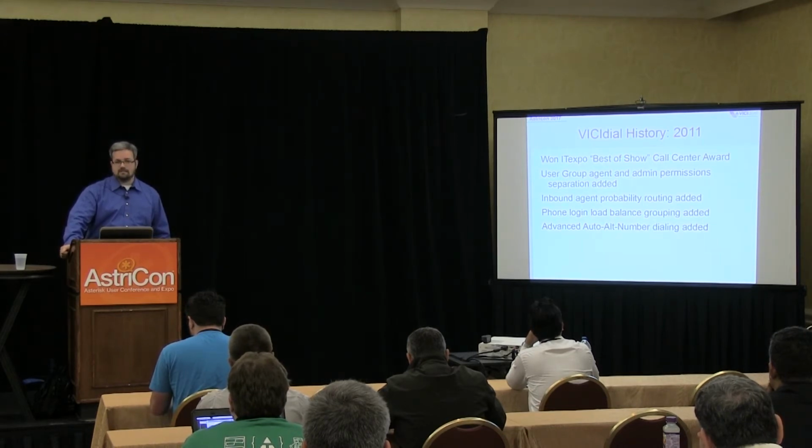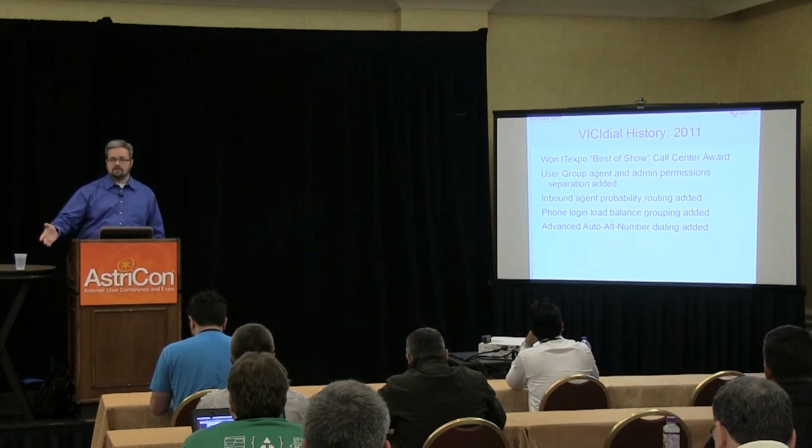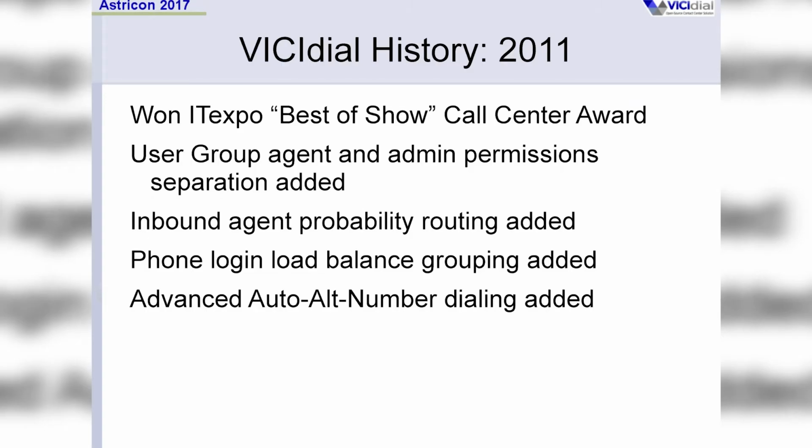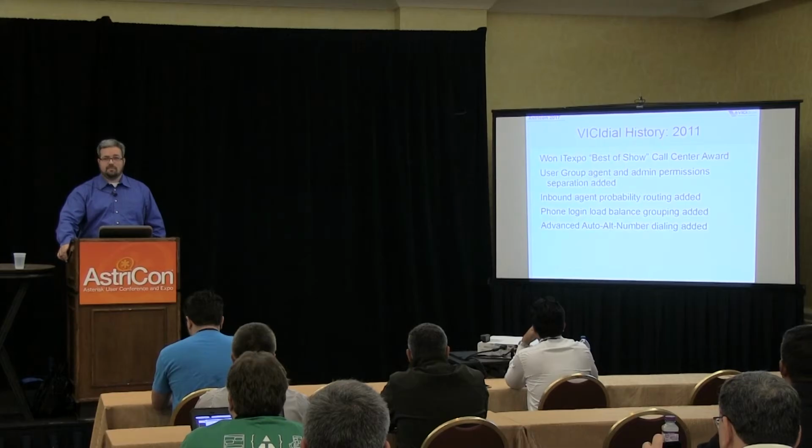It has a lot of the facets of tenanting, where you can have certain groups not have any knowledge of the other groups or their campaigns or lists or in-groups or anything like that. So it lets you separate different groups and actually families of groups as well. Inbound agent probability routing, that one was fun. That allows us to route calls to agents based on a probability engine, with some agents having higher probability than others. Phone login load balance grouping.